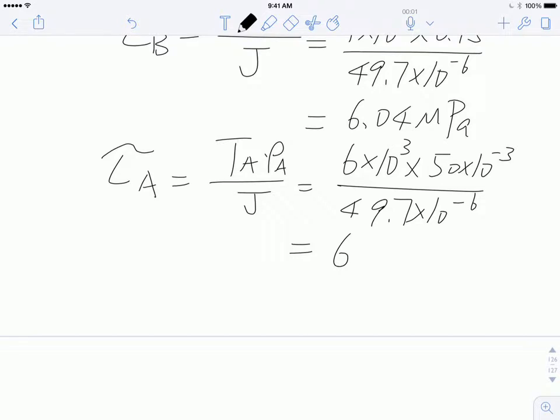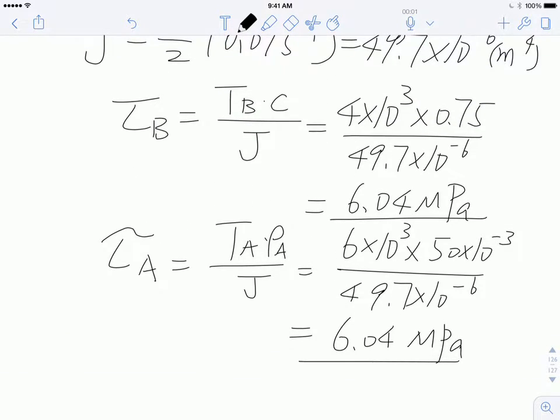Then your answer is also around 6.04 megapascal. Right? Okay, so although rho A is smaller, T_A is bigger. That's why they end up being the same shear stress. But this doesn't happen all the time. It's only a special case, because the torque at B is smaller than the torque at A. Okay, alrighty, so this is how you calculate this.